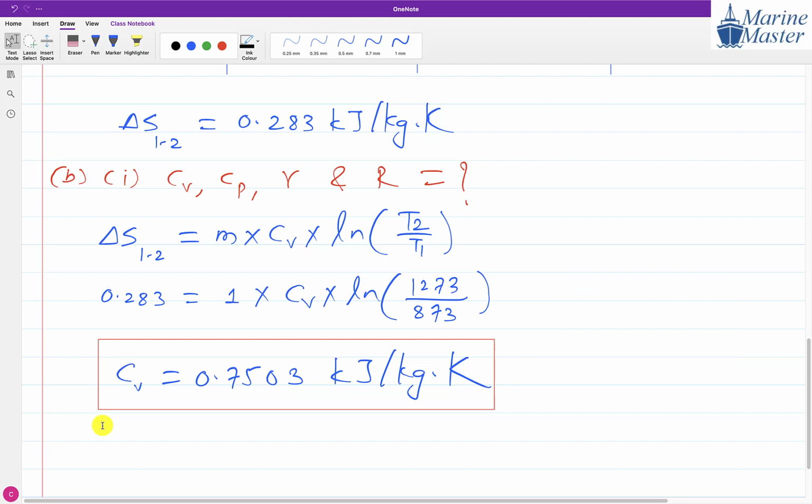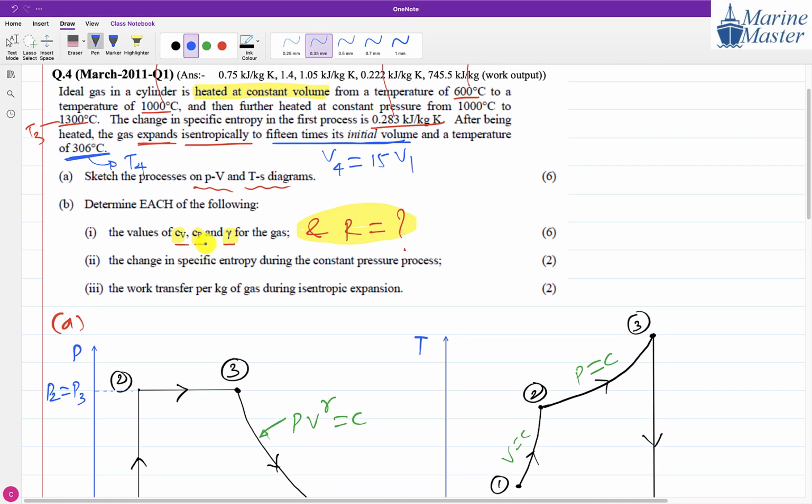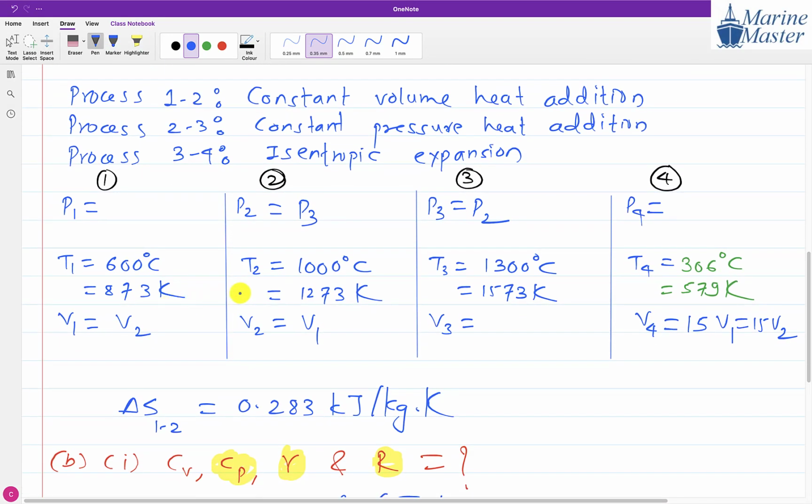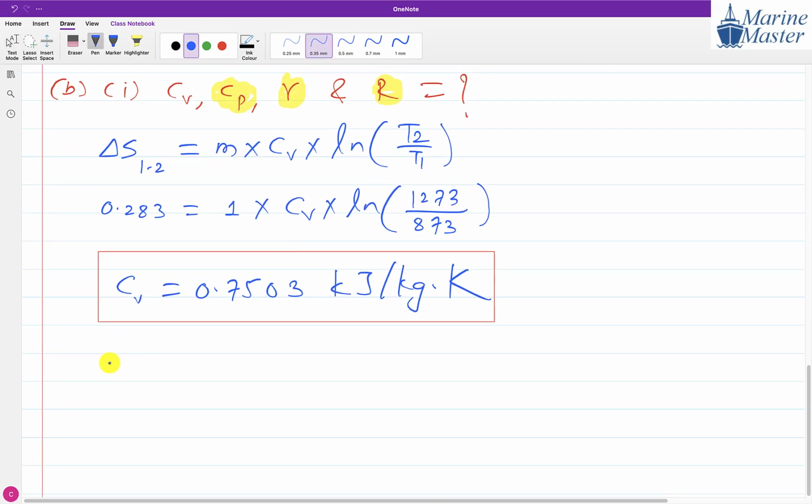Answer. Now what is our next target? To get the value of CP, specific heat at constant pressure, gamma and R. So still these three things are remaining. What are we going to do? What is process 1 to 2? Constant volume. And process 2 to 3 is what? A constant pressure process. So if you remember our discussion, for process 2 to 3, constant pressure, it will become what?